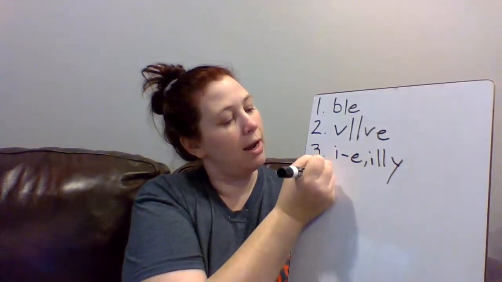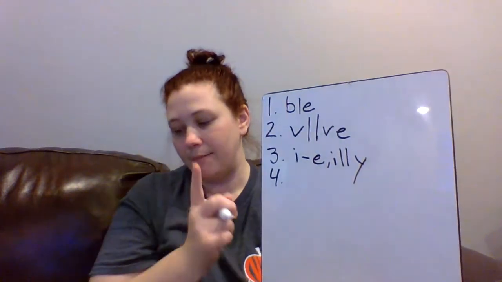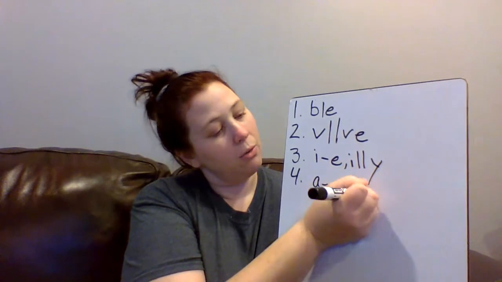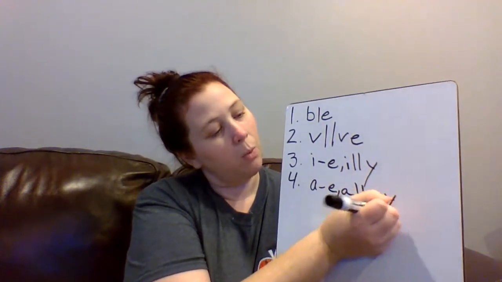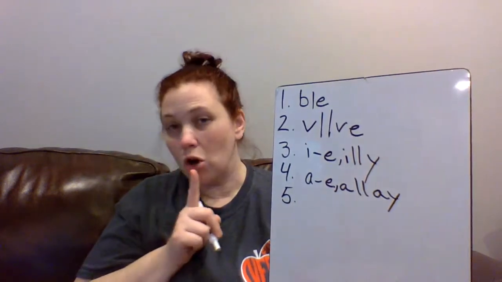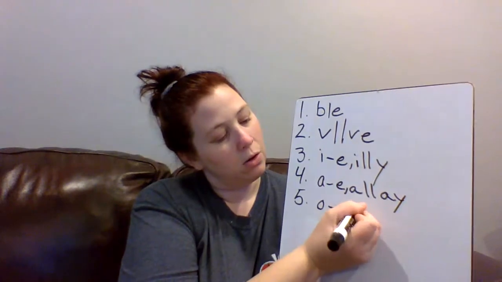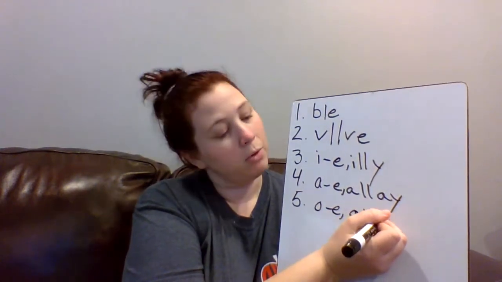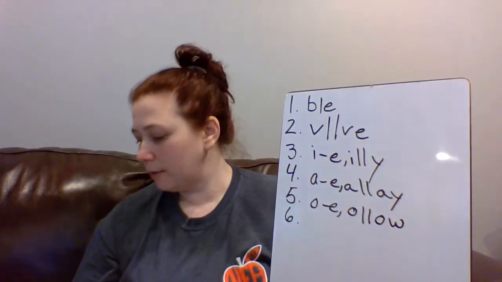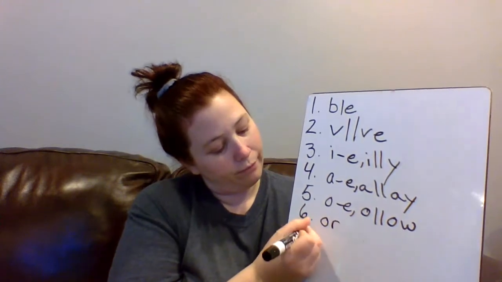Remember, like cry. Number 4, A. A is A consonant E, comma, A, or as the final sound, that A, Y. Number 5 is O. So that's O consonant E, O, or as a final sound, remember we just learned O-W. Number 6 is OR, and that's O-R.